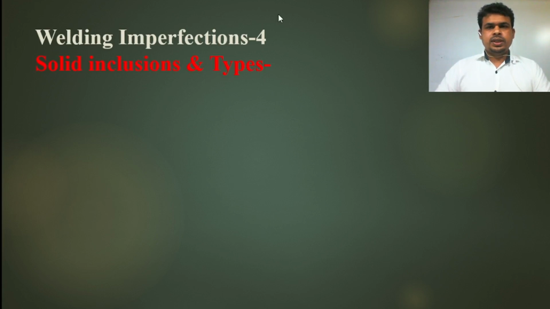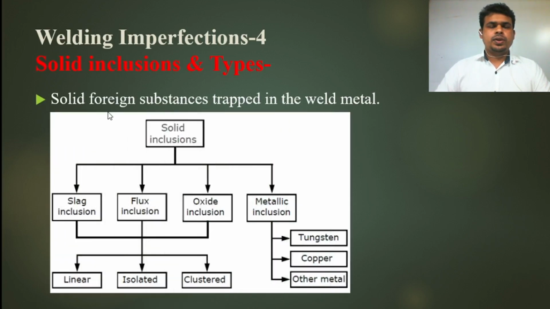So welding imperfection, this is class number 4, solid inclusion and types. What is the solid inclusion and what are the types? Solid inclusion is a solid foreign substance trapped in the weld metal. When we do the welding, whatever is in there other than the filler metal or electrode-based consumable, any other material that comes into the welding is called a foreign material. If that material is trapped in the weld joint, that is called a solid inclusion.